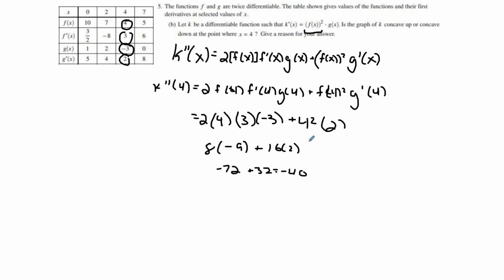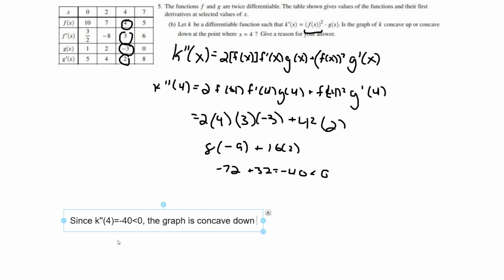And give a reason for your answer. So this is less than 0, right? Again, we're trying to prove if k is concave up at x equals 4. So I would write for my justification that since k double prime of 4 equals negative 40, which is less than 0, the graph is concave down at the point where x equals 4. Pretty simple.